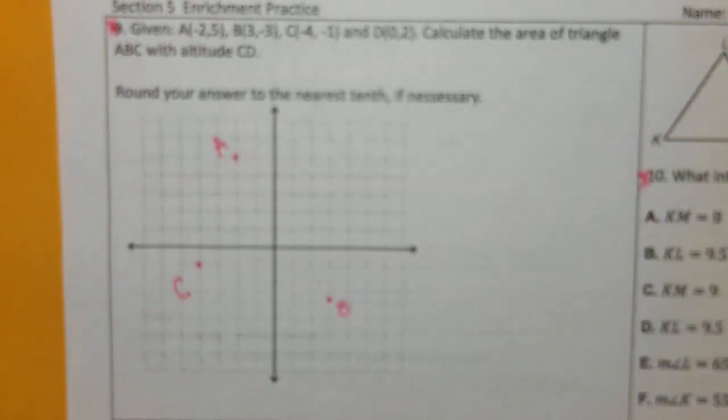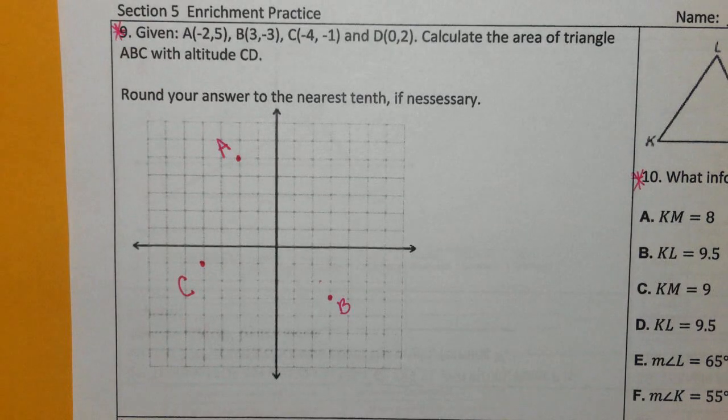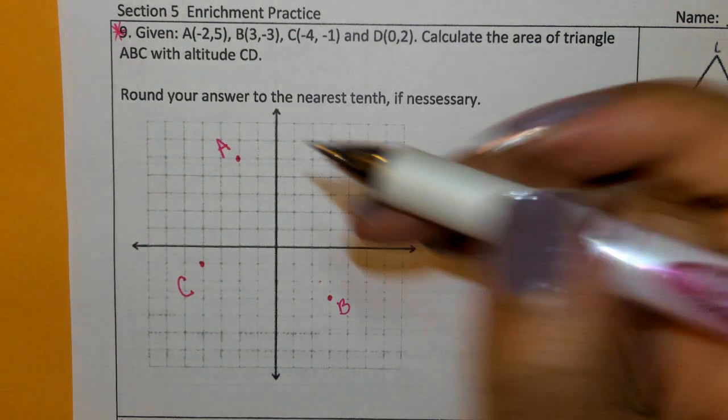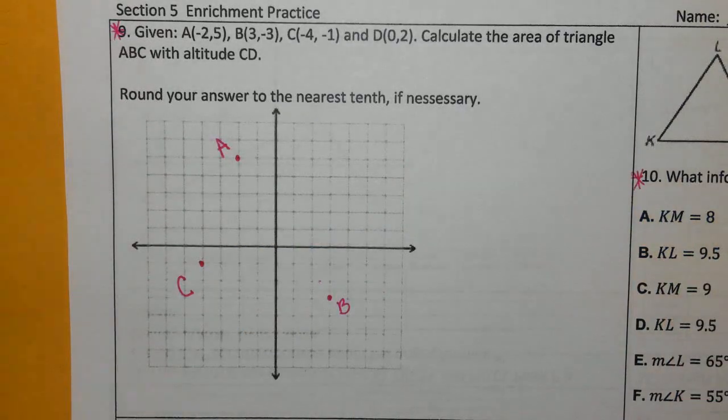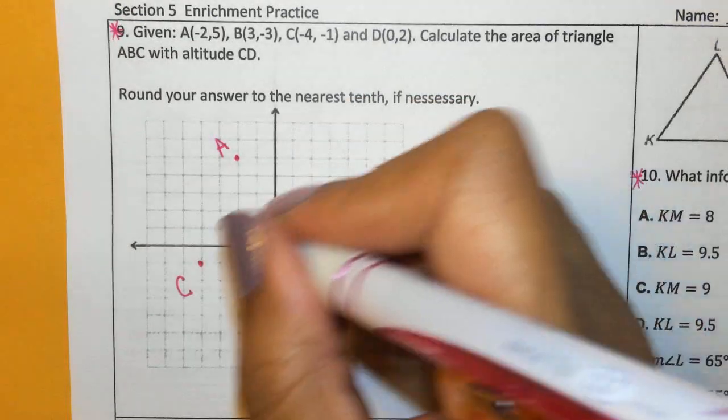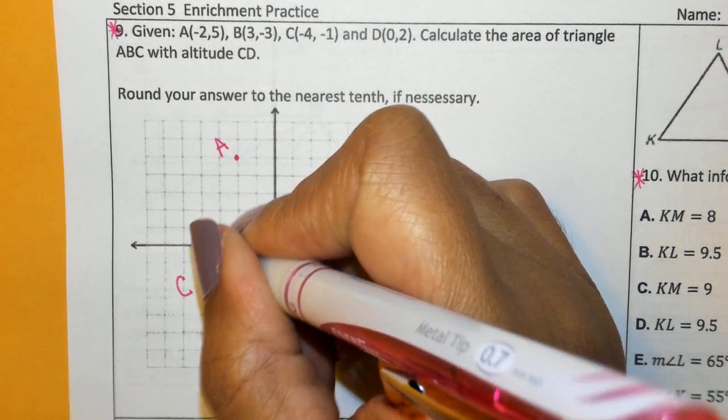Okay, so what I've graphed first is the triangle. So I'm going to come back and then graph D after I trace this, okay? So usually I take some kind of straight edge, a piece of paper of some sort, and just connect.